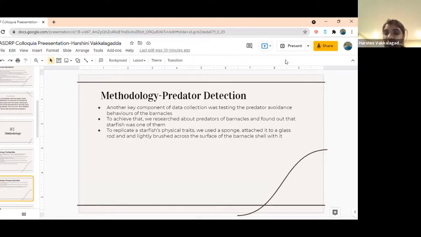When we placed the barnacle in a beaker, and used a sponge attached to a rod to lightly brush the surface of the barnacle, the barnacle did retreat back into its shell, which suggests that in a more acidic environment, the barnacle has less ability to protect itself when predators do come.